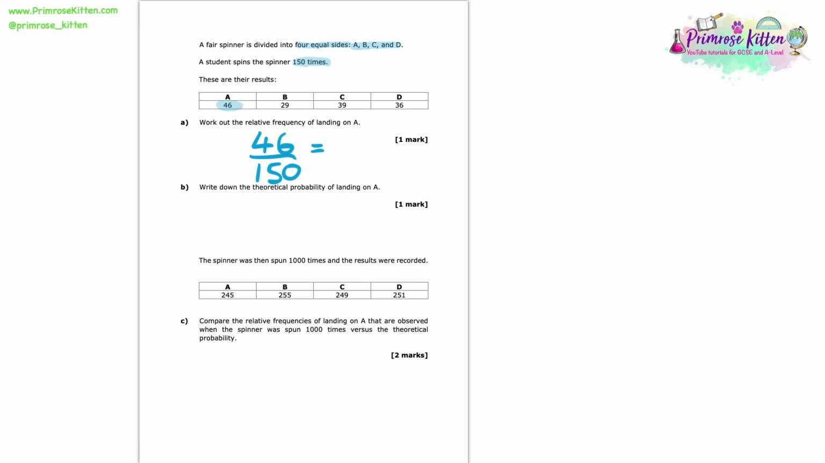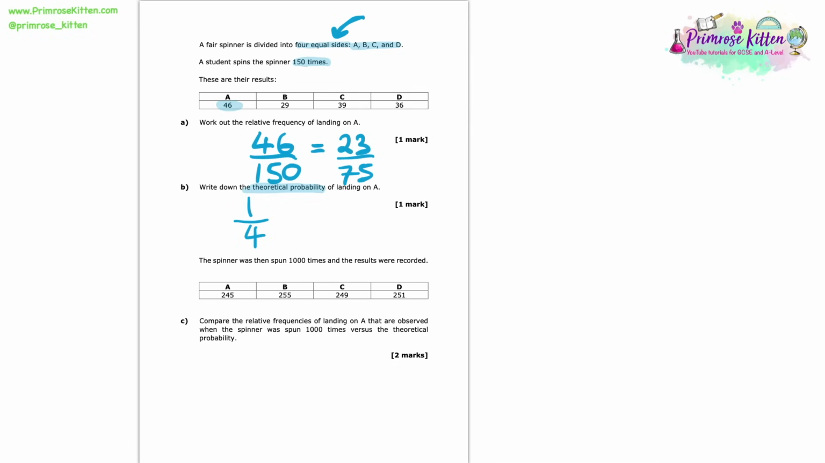And we could simplify that down a bit to 23 out of 75, but we haven't been told we have to give it in its simplest form. So either of those would get us the answer in the exam. Next up, we're asked to write down the theoretical probability of landing on an A. So the theoretical probability comes down to what we know about this spinner and the fact that we know it's divided equally into 4 equal sides. So theoretically, we would expect there to be a 1 in 4 chance of landing on A. So 1/4 is the theoretical probability of landing on an A.